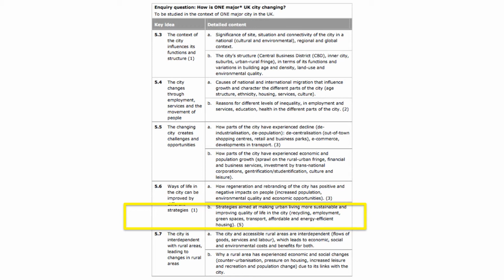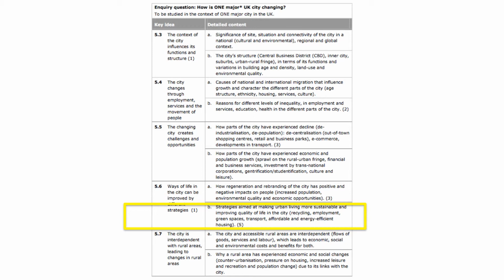So make sure you have a really good understanding of the significance of London's site and its connectivity, and that you understand London's structure with regards to its central business district, inner city, suburbs and rural urban fringe, and also the functions of the city and how they might vary across the city. You also need to have a good understanding of the causes of national and international migration and also the reasons for different levels of inequality across London.